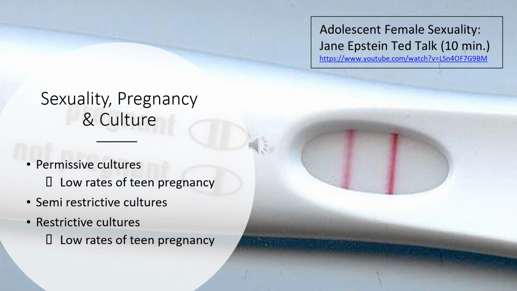And then we have cultures like the US, where we're semi-restrictive, where we basically have mixed feelings. We have ambiguous messages about teen sexuality. Basically, sex is everywhere in our culture, but we also don't want to talk to teens about sex because we might inadvertently encourage it.